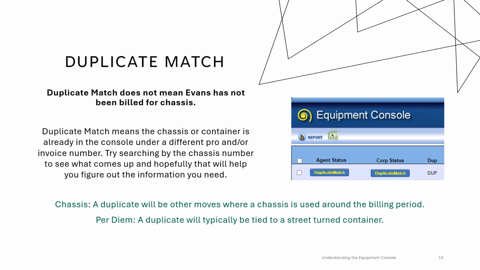Duplicate match. We've probably all seen it before. You're in the equipment console and you're searching to confirm if Evans was billed, and you look in that agent and corp status and you see duplicate match. And you're wondering, what do I do or where do I go from here?